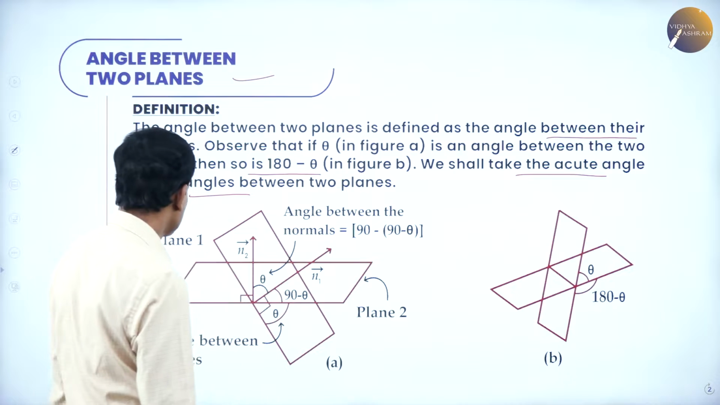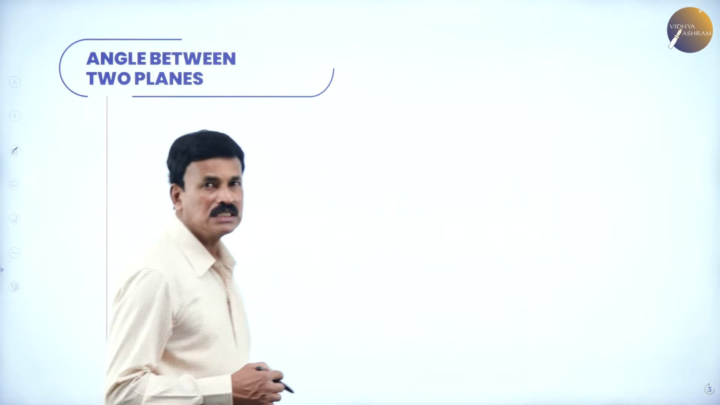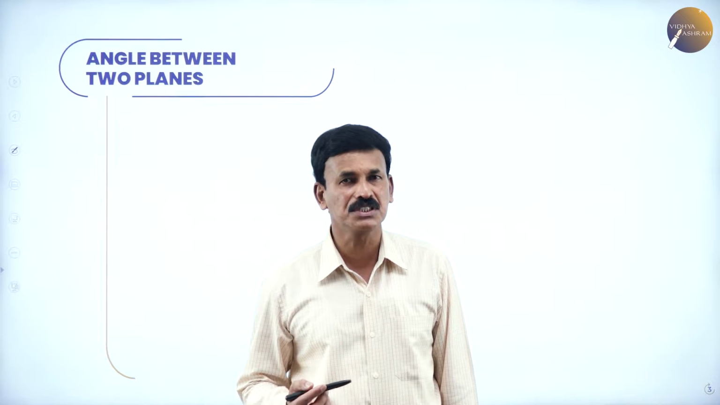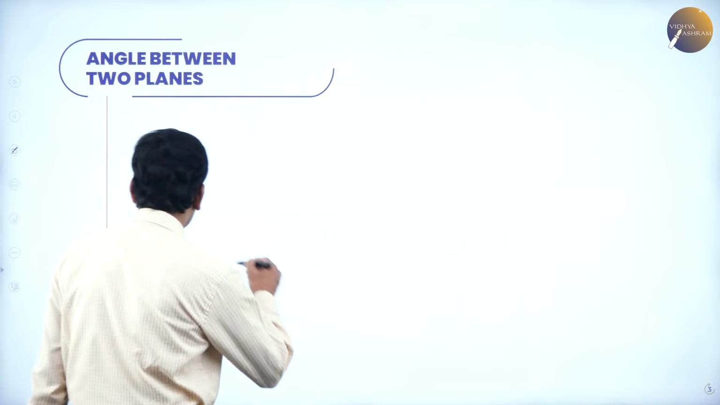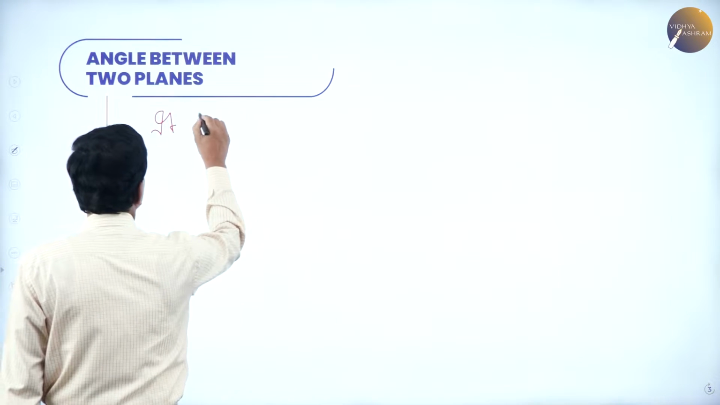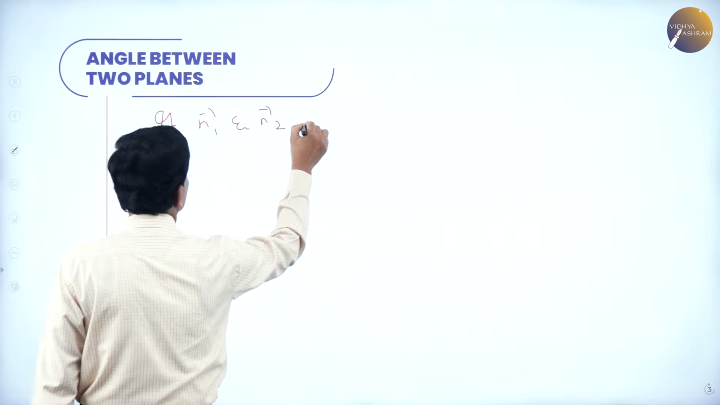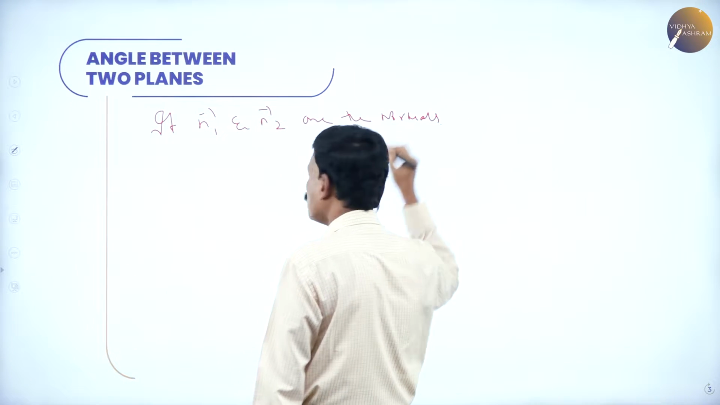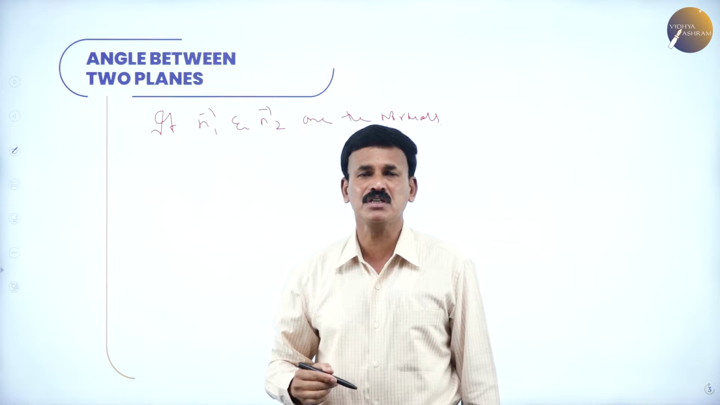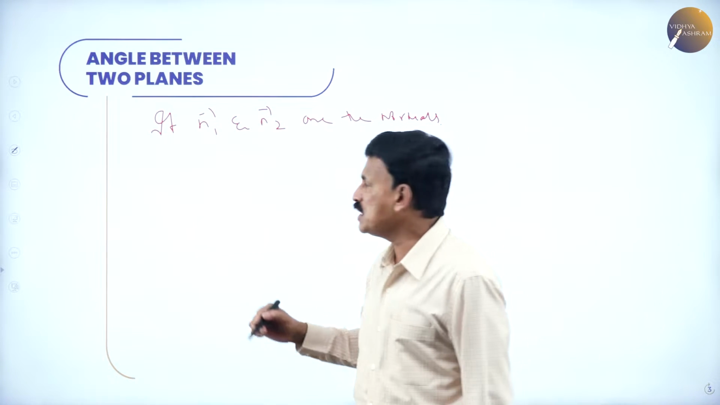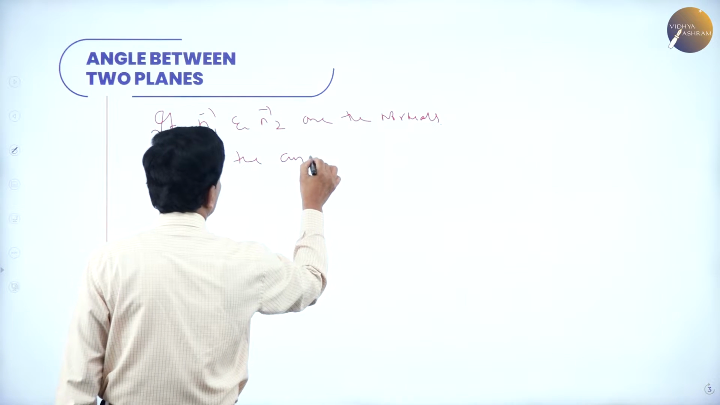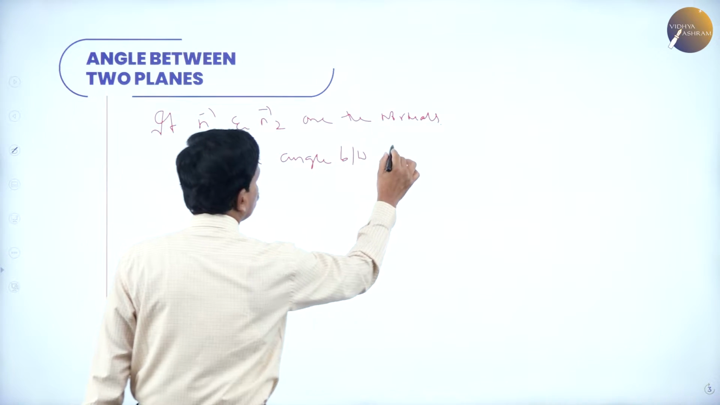Okay, now let us find the equation for this angle of intersection between the two planes in both vector and Cartesian form. Now suppose vectors n1 and n2 are the normals to the two planes, then theta is the angle of intersection, theta is the angle between the two planes.